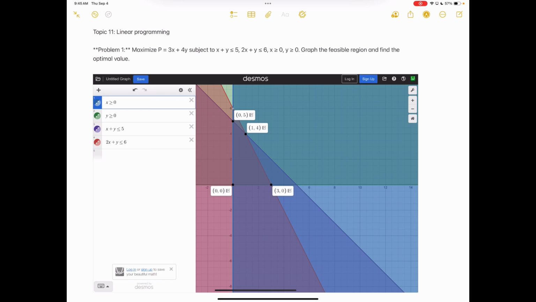So maybe it's $3 for the first product, $4 for the second product. How many of the first product do we need to sell versus how many of the second product we need to sell to maximize our profit? And we have some constraints, like x plus 5y is less than or equal to 5, because it's how much time it takes to manufacture each product, different things like that.